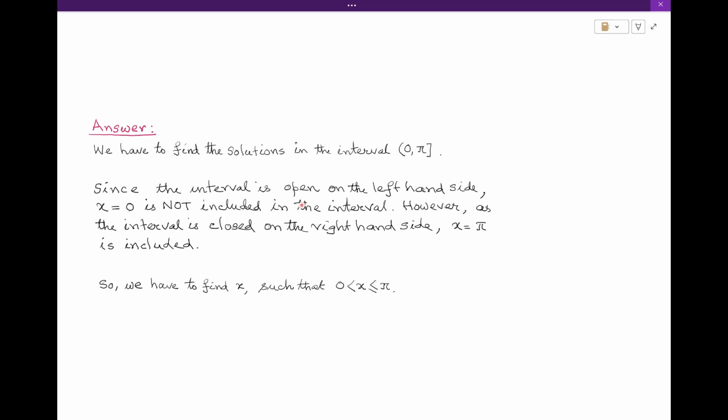Since the interval is open on the left hand side, x equal to 0 is not included in the interval. However, as the interval is closed on the right hand side, x is equal to pi is included. Therefore, we have to find x such that 0 is less than x but less than or equal to pi.